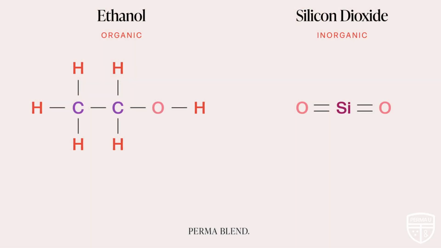Take this martini, for example. The alcohol is organic. The ethanol within it contains a carbon-hydrogen bond, but the glass is inorganic. Glass is made from sand, also known as silicon dioxide.